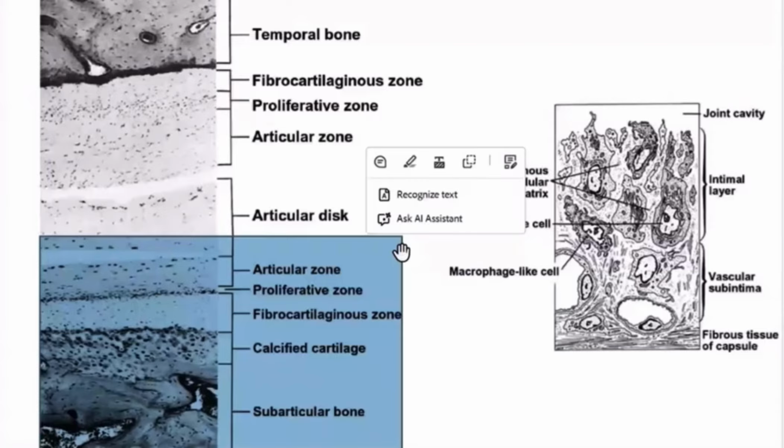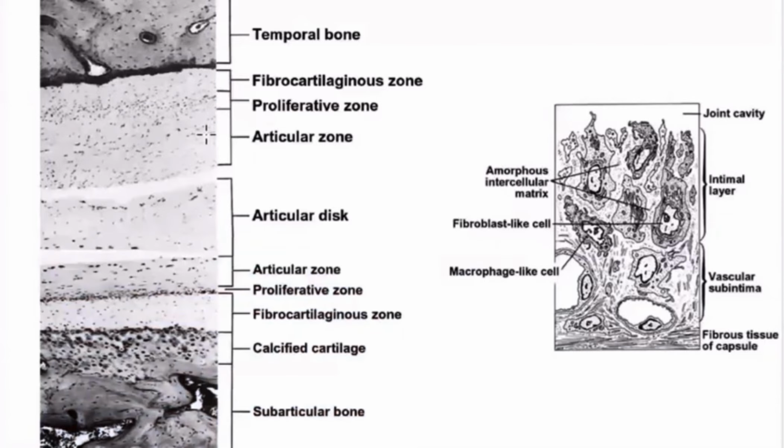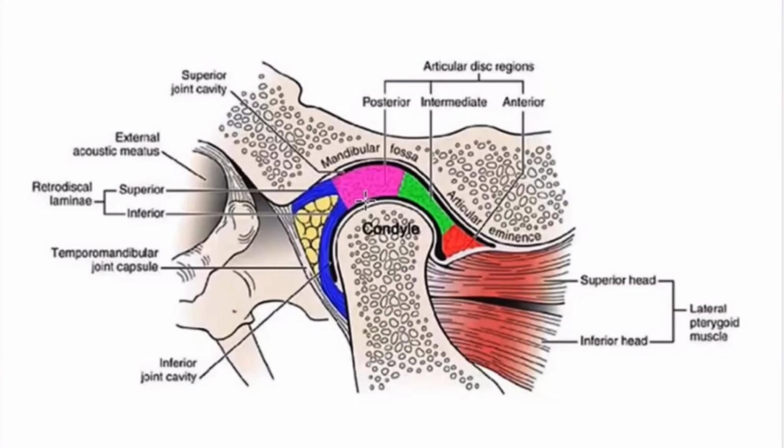When pressure is applied to the joint, the water is expelled from the cartilage matrix into the synovial fluid. When we have a lot of pressure here, the water is pushed out to the synovial fluid. It is a mechanism of cartilage resilience.